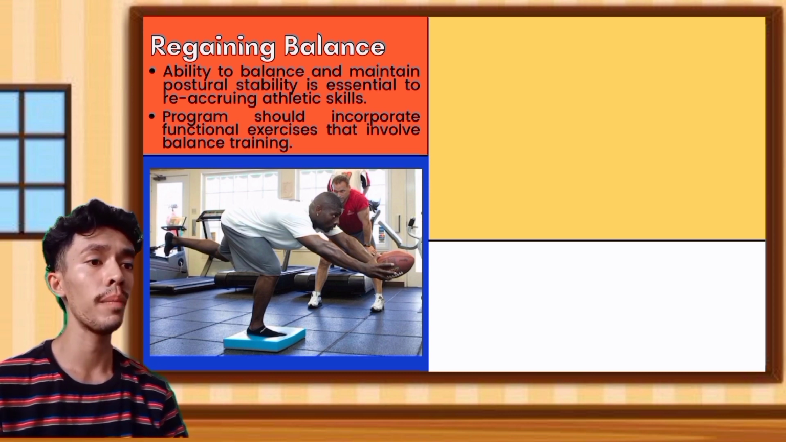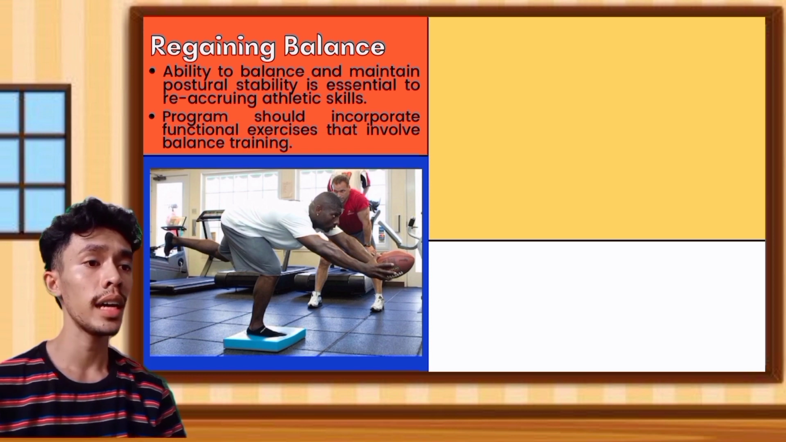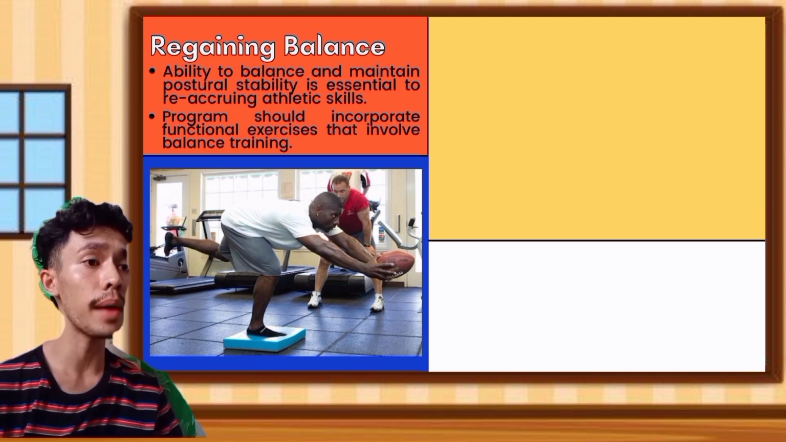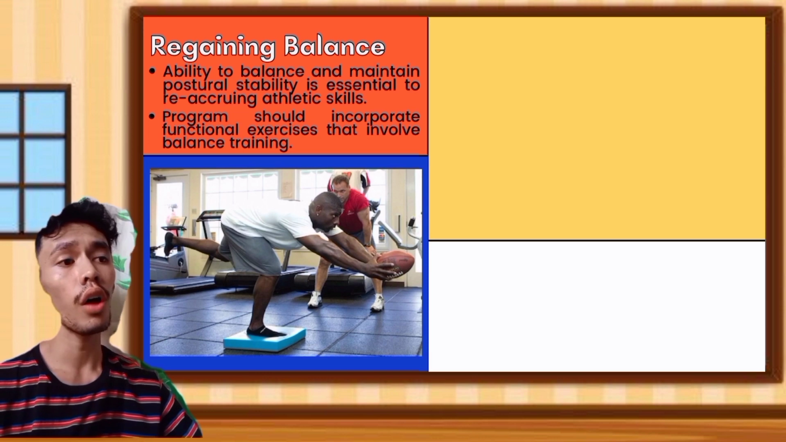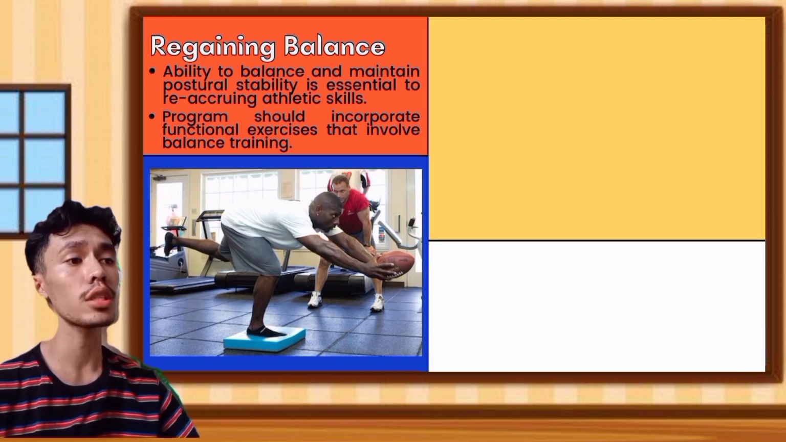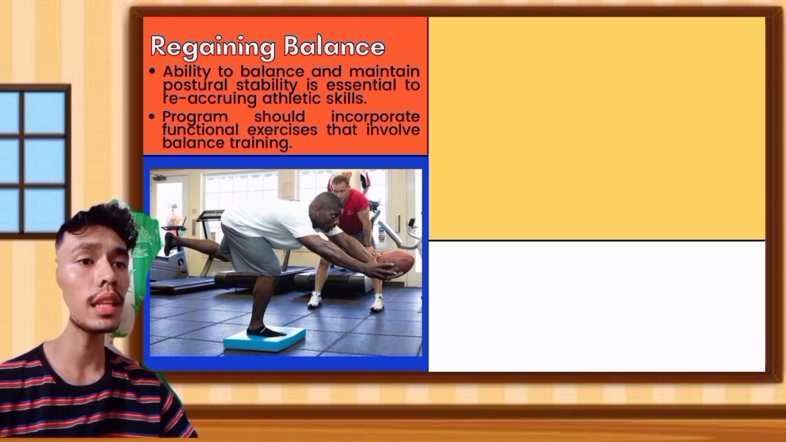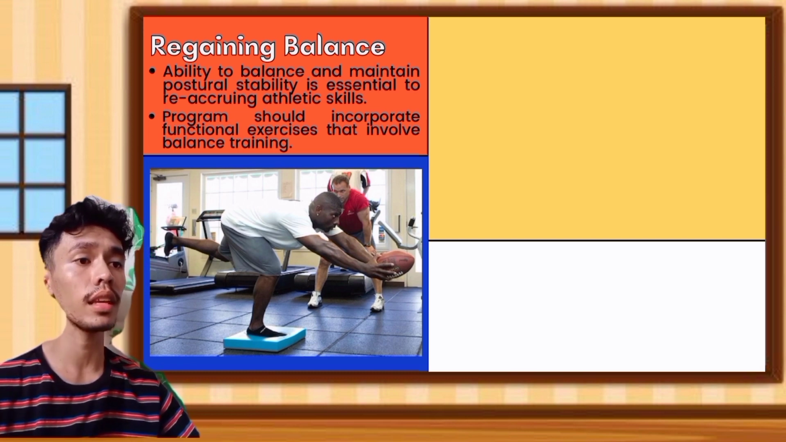When balance is challenged, the response is reflexive and automatic. The primary mechanism for controlling balance occurs in the joints of the lower extremity, and the ability to balance and maintain it is critical for athletes.